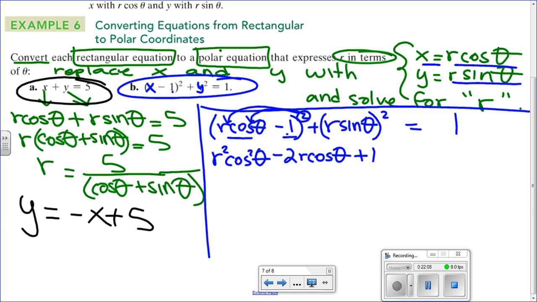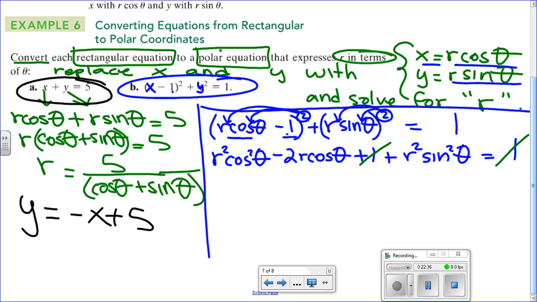Okay, now the next one is going to be r squared sine squared theta. Again, we must distribute that square to here and here. And then here we just have 1. Okay, so let's see what we can do. Is it possible to use any Pythagorean identity on it? Yes, we're going to do that. But first, let's get rid of the one on the right and the one on the left, if you just subtract 1 from both sides.